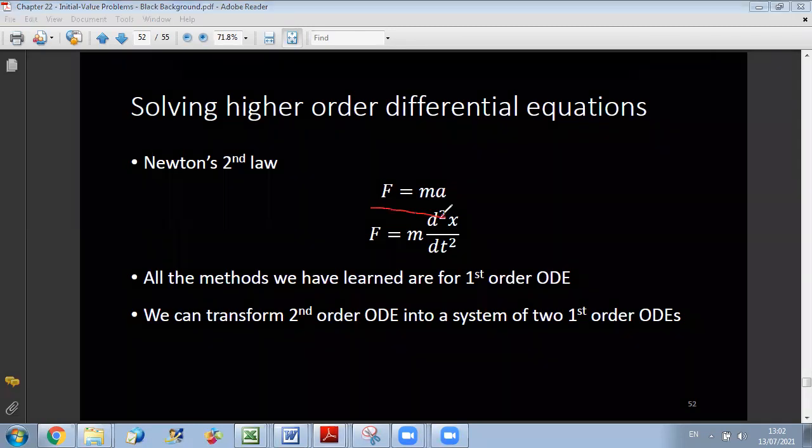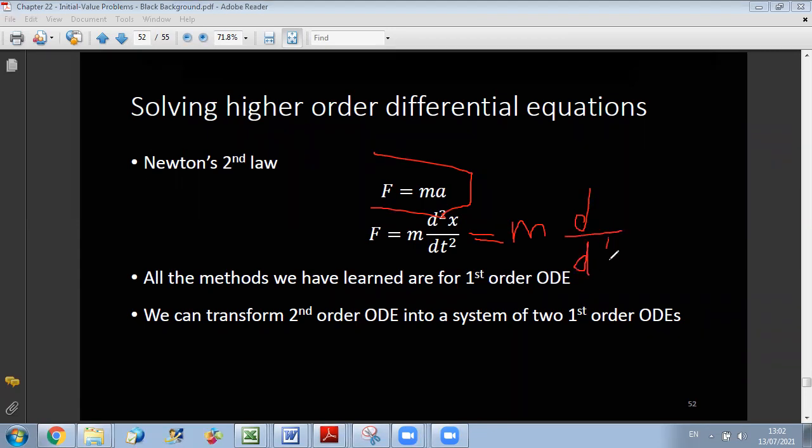For example, if you take Newton's second law, sum of forces equals ma, which is m times the second derivative of x with respect to time, it's a second order differential equation. We will try to convert it to two first order equations. How to do this is very simple. I just say that the second derivative of x with respect to time is the first derivative d by dt of the first derivative, so it's d by dt of dx by dt. And then I say that this is the function v, this is the velocity function.